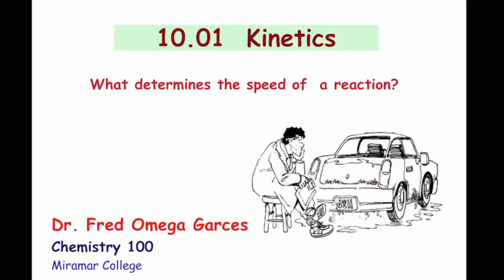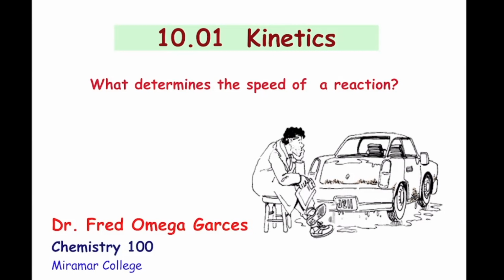Kinetics has to do with how fast the reaction proceeds. And when the reaction proceeds, it usually attains a state called equilibrium, which is the next topic after this. So chapter 10 covers both kinetics and equilibrium.